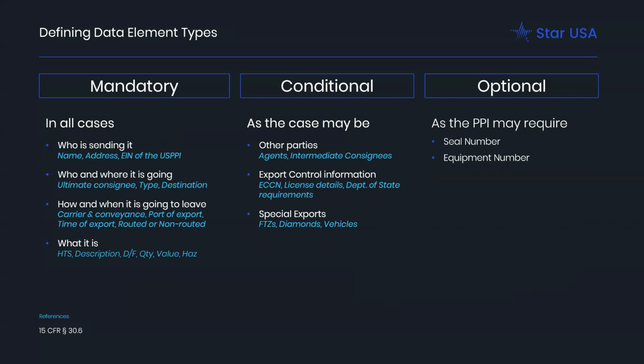Conditional elements, these are as the case may be. If there are other parties involved, including certain agents or intermediate consignees, if there is export control information that is part and parcel to this shipment, including ECCNs, licensing details, or other departmental requirements, or if it's a special export, if it's coming from a foreign trade zone, or if it's diamonds or self-propelled vehicles. And then there are optional data elements, which are as the principal parties in interest may require. These can include things like seal numbers and equipment numbers.